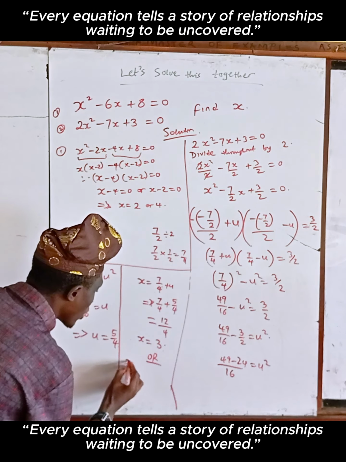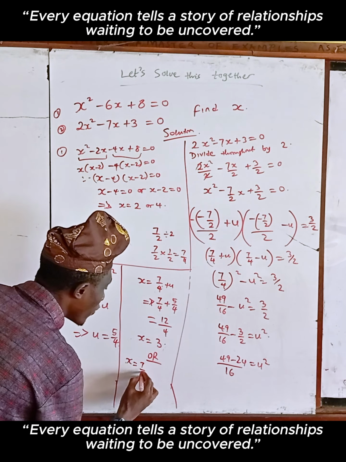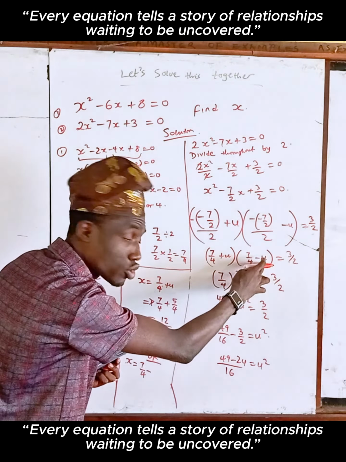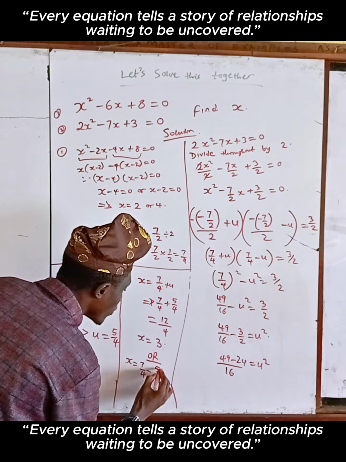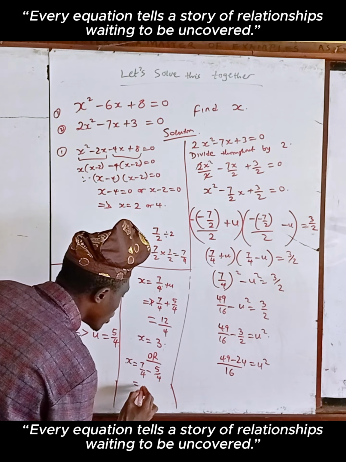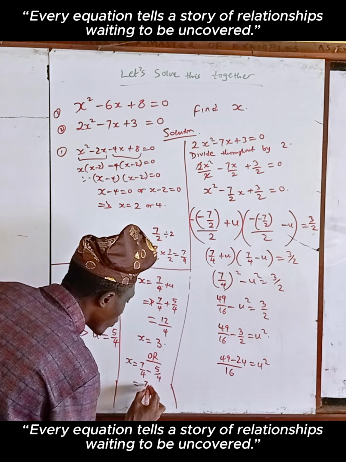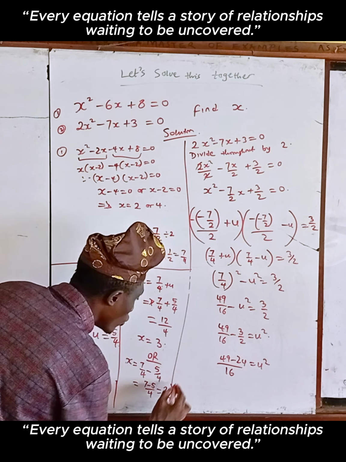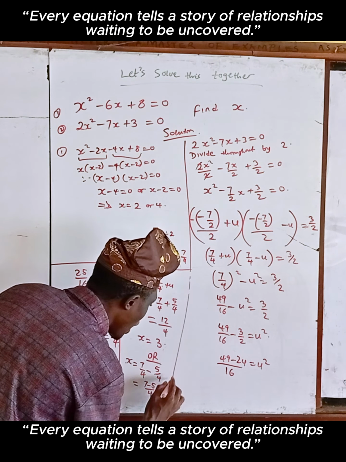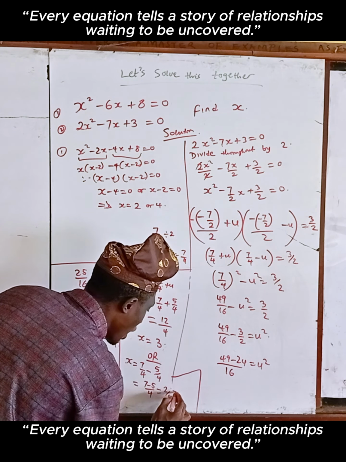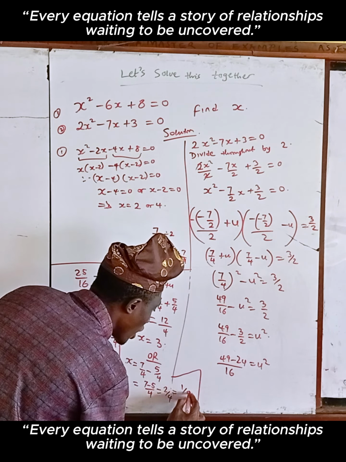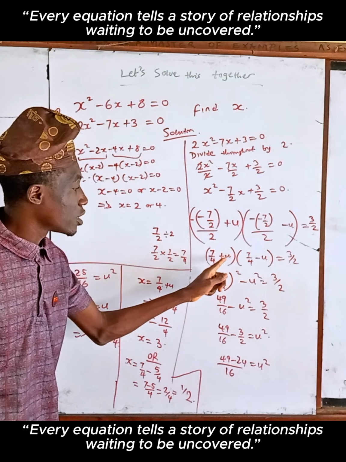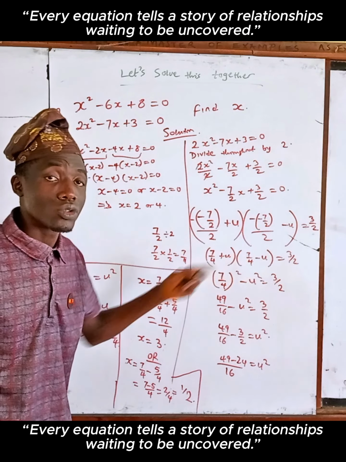Or we are now looking for the second x, which is equal to 7/4 minus u. You know our u, 7/4 minus 5/4, which is equal to 7 minus 5 divided by 4, which gives us 2/4, which implies that here we now have 1/2. The moment you get the value of u, just come back to this place, then input your value of u. Those are your roots.